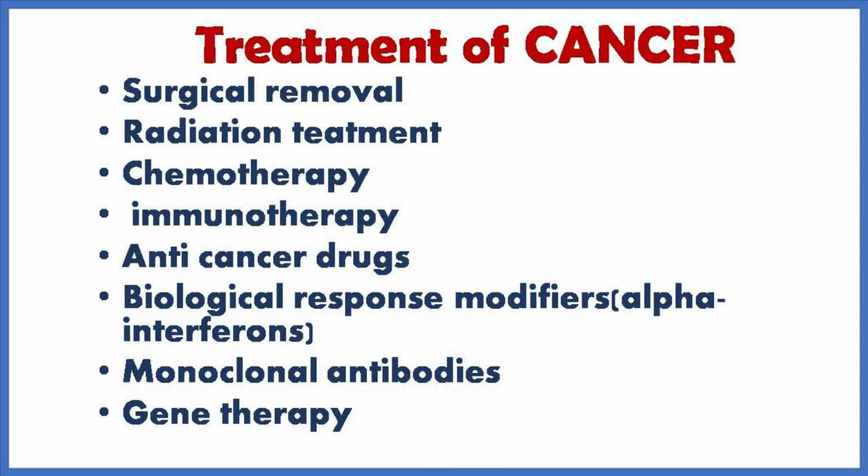So let's start the treatment of cancer. There are different types of treatment methods used for cancer. First one is surgical removal. For example, if the tumor occurs in the uterus, by using the surgical method, the uterus is removed. Then the second one is radiation treatment. There are some ionizing radiations like X-ray, gamma ray, and UV ray. By using this radiation, the cancer cells are killed.